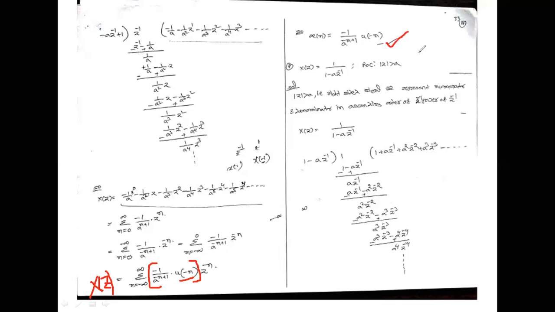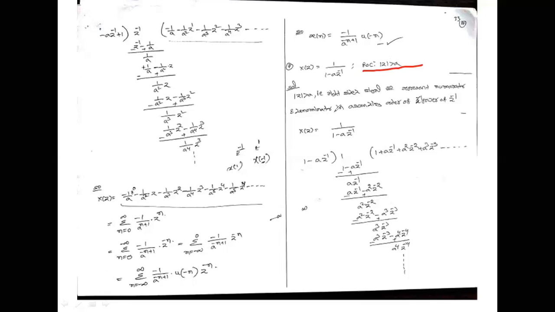Okay. When the given ROC is left-sided, keep the descending order of the powers of z power minus 1 and the ascending order of the powers of minus 1. Okay. And another example: 1 by 1 minus a z inverse, and the ROC is given as |z| greater than |a|. 1 by 1 minus a z inverse.